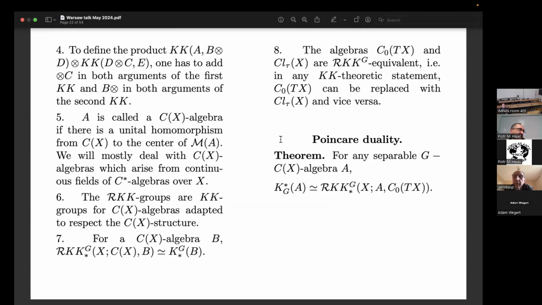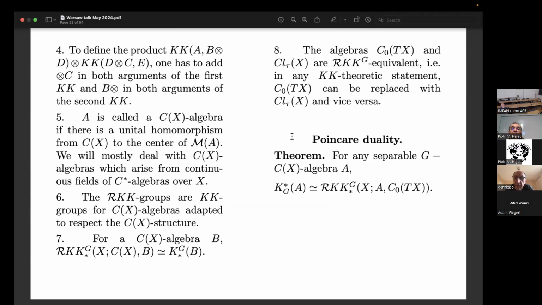Now a small remark: these two algebras are KK equivalent. From the KK theory point of view, they are KK equivalent, so in any statement you can replace one of them with the other. It means that there is an invertible element in RKK relating these two algebras.